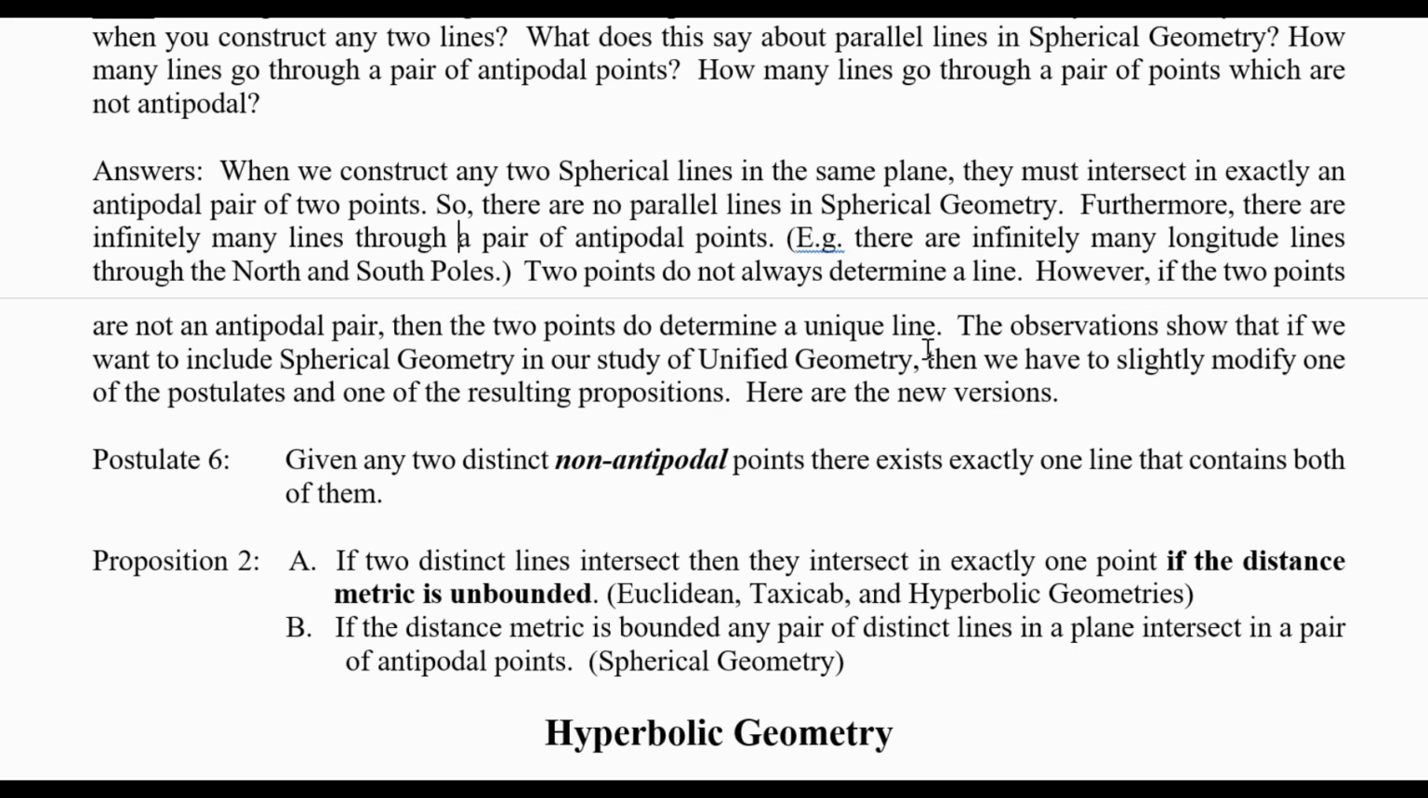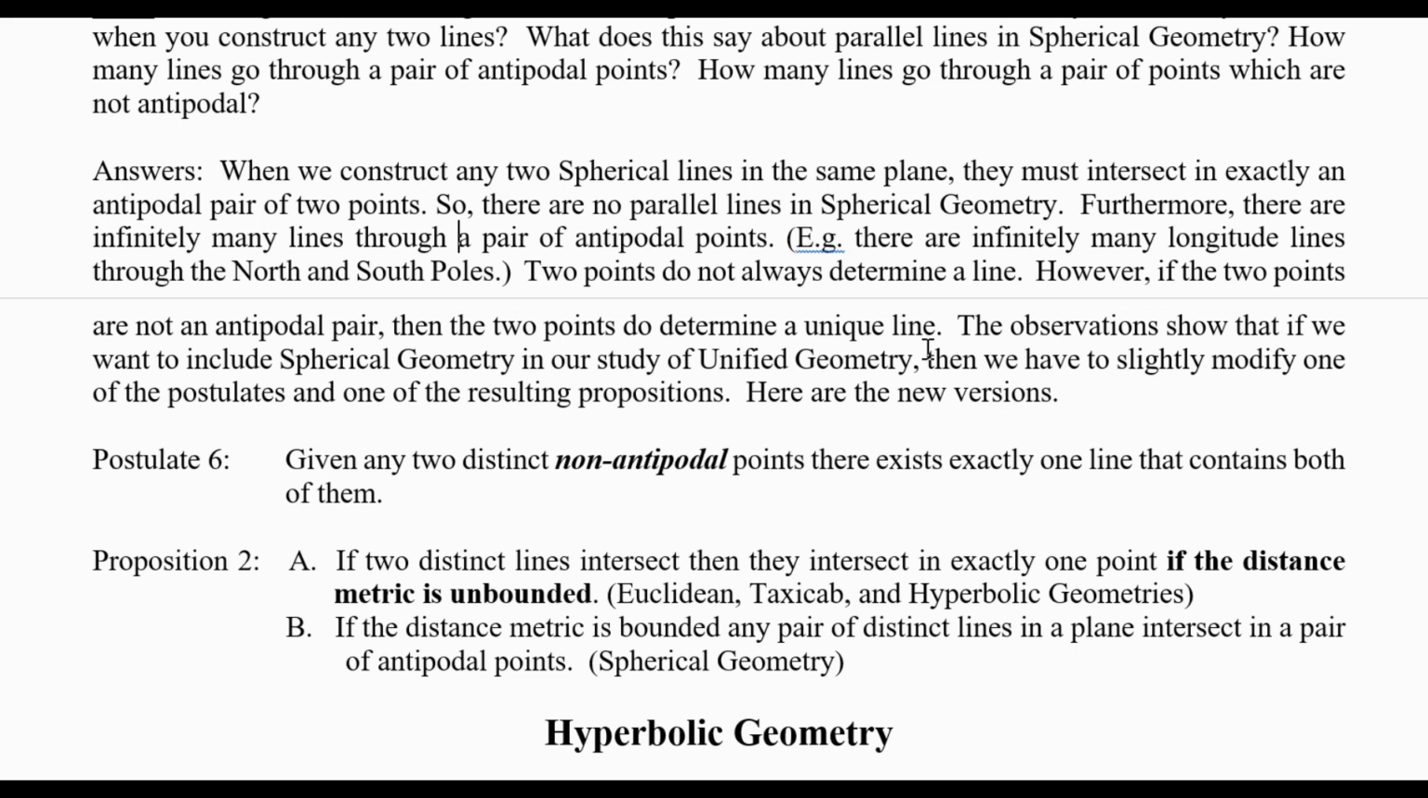And similarly, proposition 2, which depends on postulate 6, is going to have to be changed a little bit as well. The first part is, if 2 distinct lines intersect, then they intersect in exactly one point if the distance metric is unbounded. Euclidean, taxicab, and hyperbolic geometries have unbounded distance metrics, so there is no largest distance. You can always make something further and further and further away. However, if the distance metric is bounded, as in spherical geometry, any pair of distinct lines in a plane intersect in a pair of antipodal points. All right?